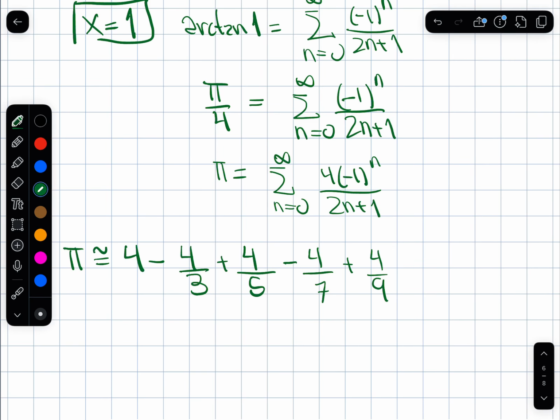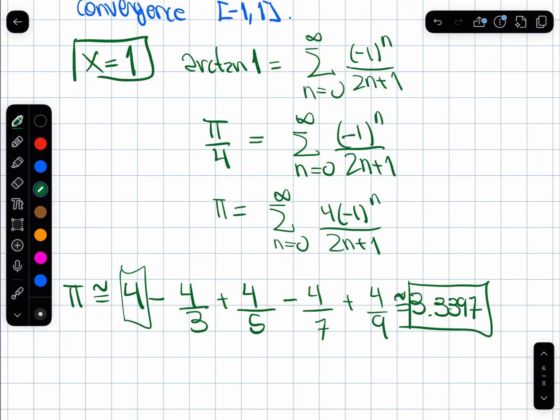I'm going to stop here to get this approximation, and I'll use my calculator on the right side of this to really, like I said, drive this point home and get 4 minus 4 thirds plus 4 over 5 minus 4 over 7 plus 4 over 9. And I get approximately, on the right side, 3.3397 more or less. And again, pretty far off, but a lot closer than we began at 4.